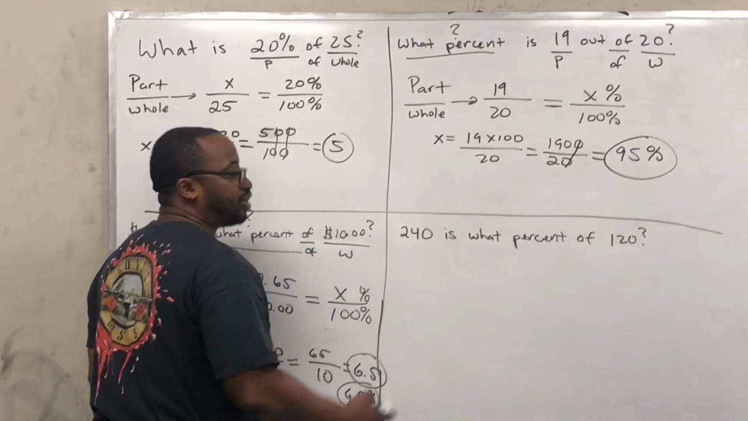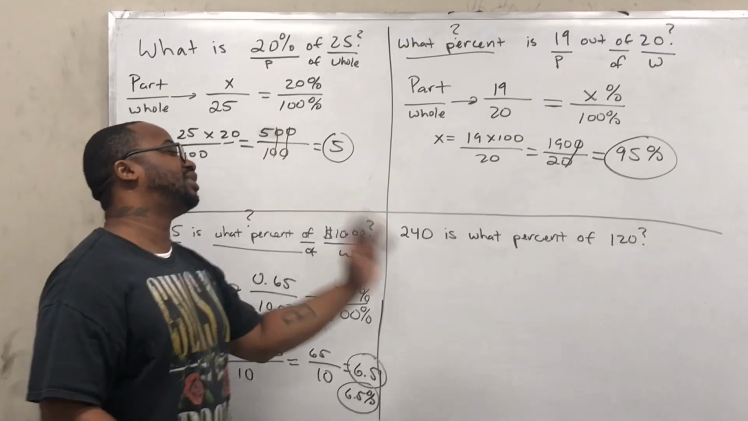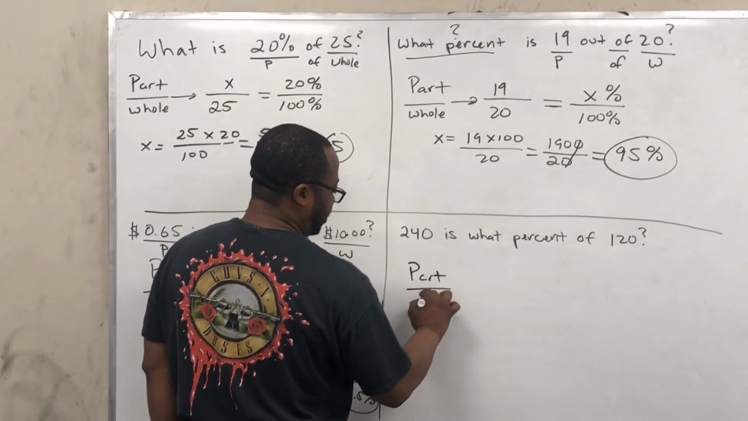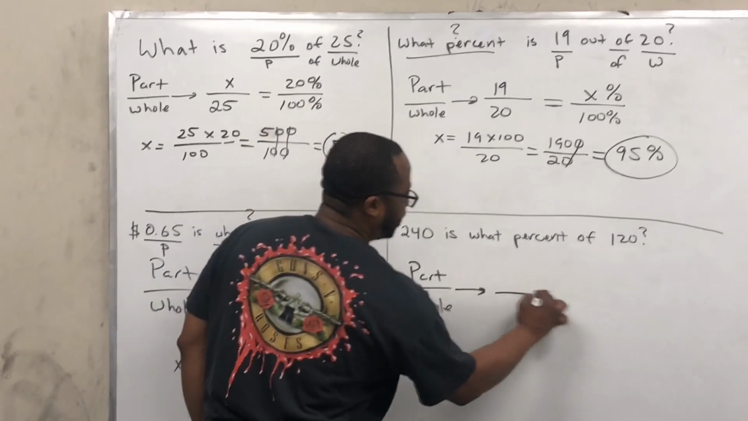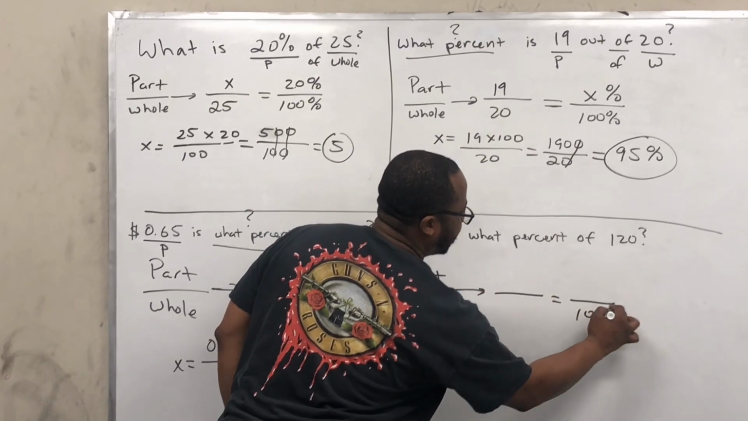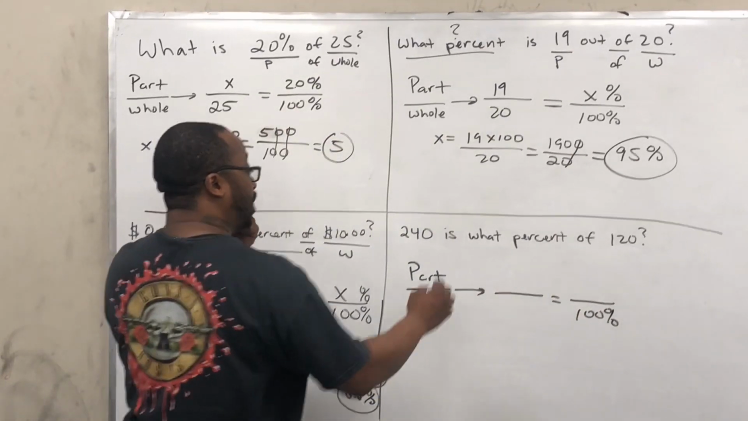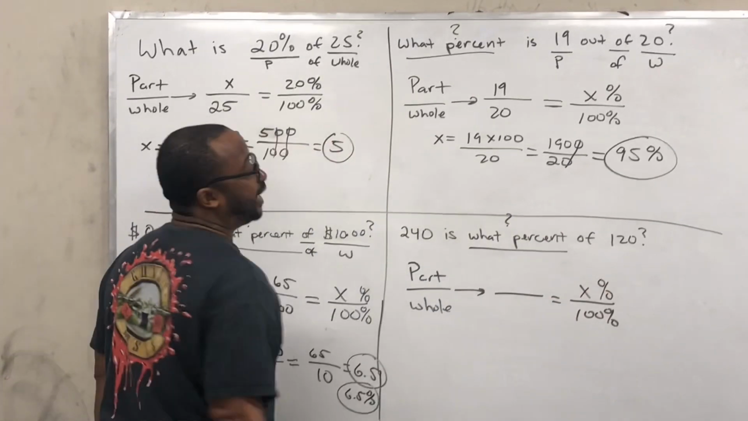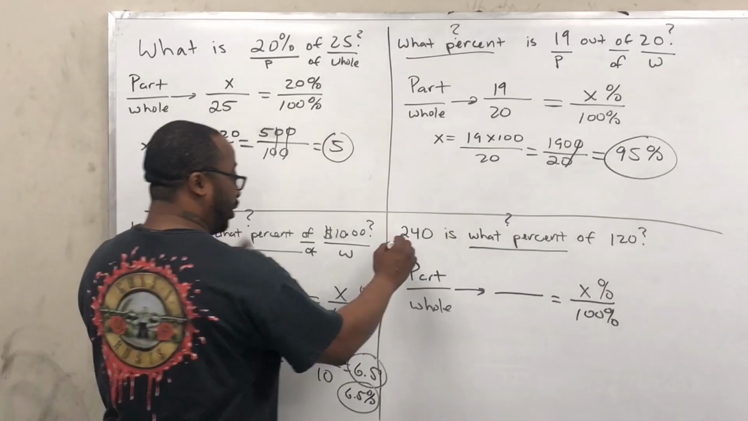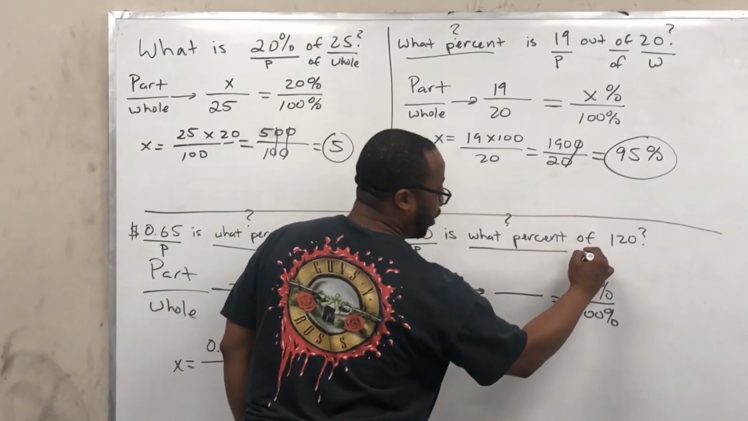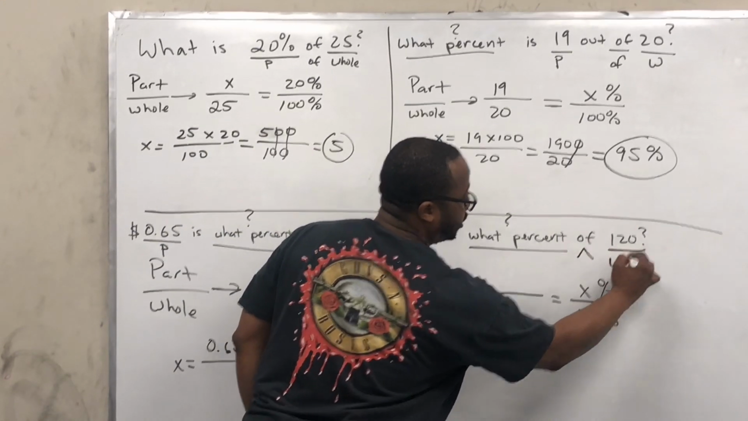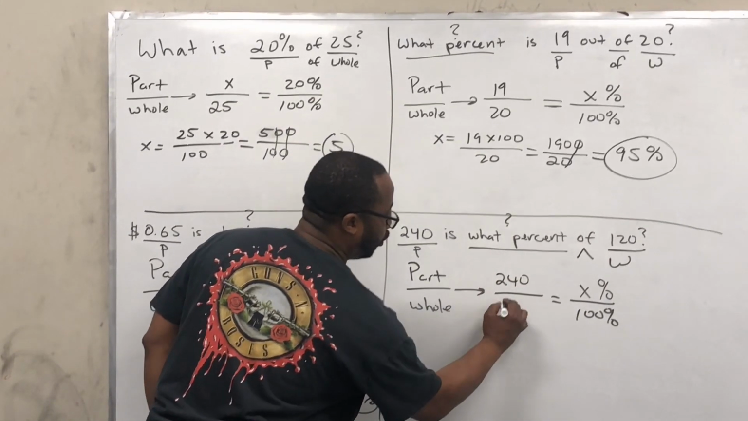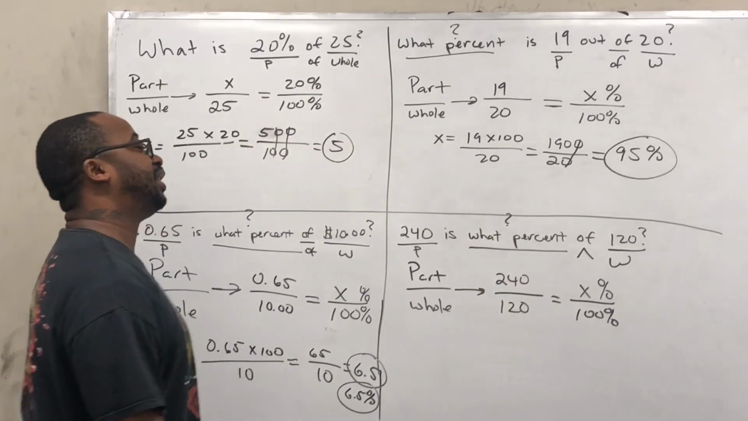So this last question, 240 is what percent of 120? So my part and whole, then I'm going to put this as my 100%. Remember, once again, it says what percent, so that's what I'm looking for. So that's gonna be the unknown, the x. Part of whole, remember. Part, here's my word, of whole. So my part is gonna be 240, my whole is gonna be 120, okay?